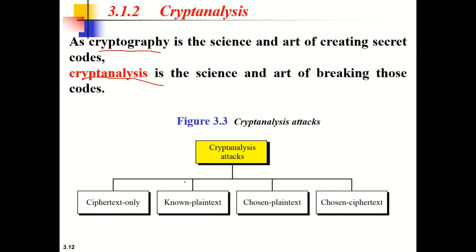So there can be these four kinds of attacks. When we talk about cryptanalysis attacks, we check the data from the point of view of these four attacks. One is ciphertext only, then known plaintext, then chosen plaintext, and then chosen ciphertext. Now we'll discuss all these attacks one by one.